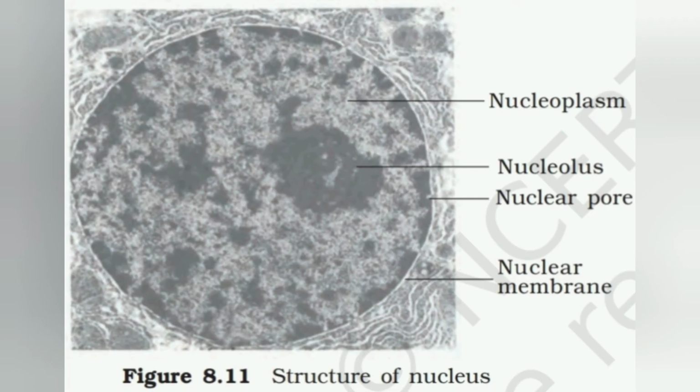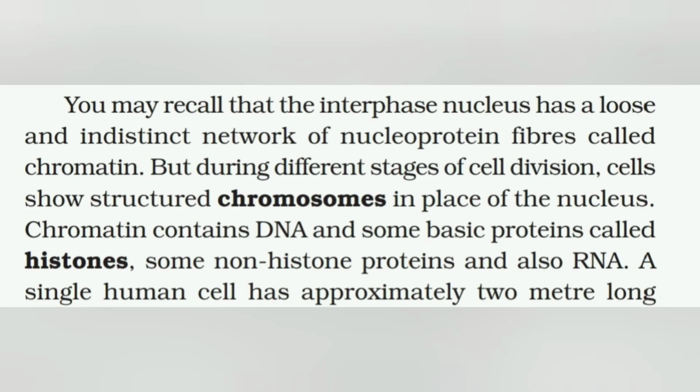Here we can see the structure of the nucleus. It is an electron micrograph of a nucleus in which we can see the nucleoplasm, nuclear pores, nuclear membrane and the dark spherical body, the nucleolus. We may recall that the interphase nucleus has a loose and indistinct network of nucleoprotein fibres called chromatin. But during different stages of cell division, cells show structured chromosomes in place of nucleus.